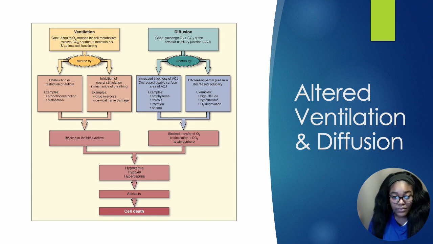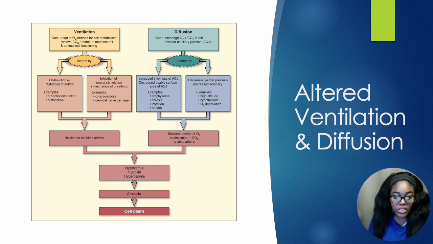Diffusion can be altered a couple of different ways. The goal of diffusion is to have oxygen and carbon dioxide exchange at the alveolar capillary junction. And that exchange is happening where oxygen is coming in to help perfuse the body, and CO2 is leaving the body to help maintain pH and homeostasis.